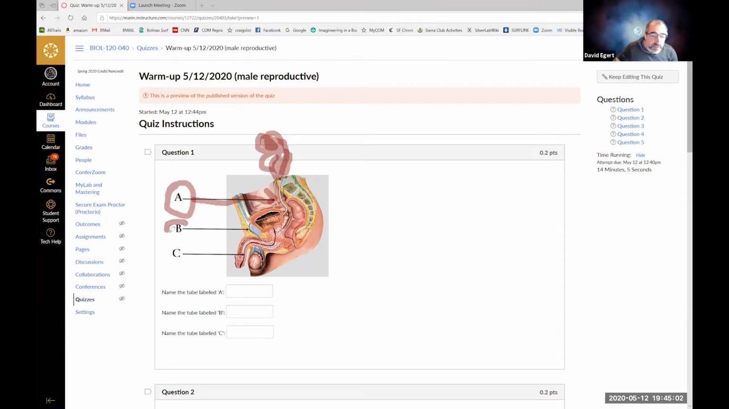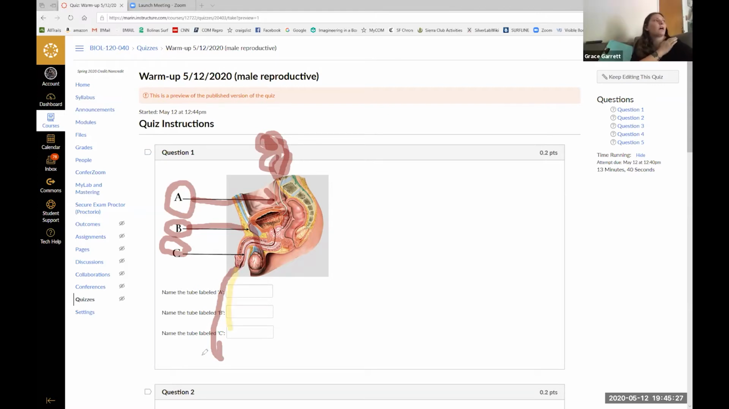Then B is this thing going from the testes to behind the bladder. So what does that got to be? Vas deferens. That's the vas deferens or the ductus deferens. And then finally, there's the tube going through the penis from the bladder. Actually, I should make that yellow, shouldn't I? Urethra. Yeah, that's the urethra, and that's where the pee comes out. So those are the three things there.